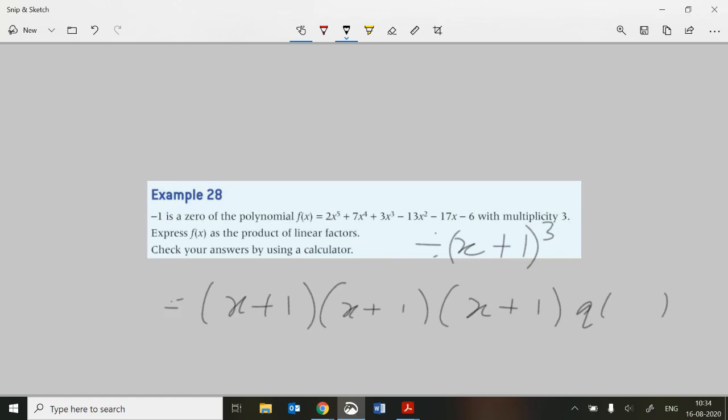And so this is going to be your f of x, and your quotient here is going to be an x squared function. So this is going to be some function of x, but this is going to be a quadratic at the end, and then we can just factorize that last one, hopefully fairly easily.